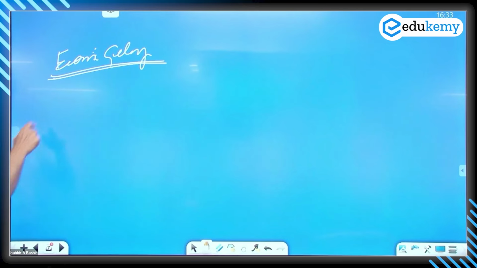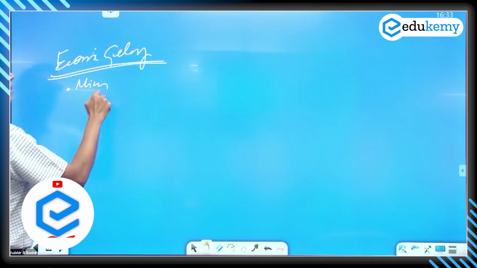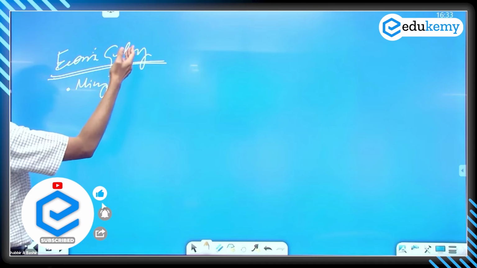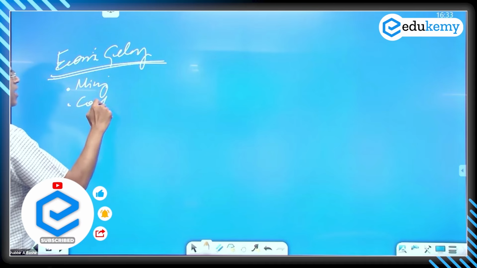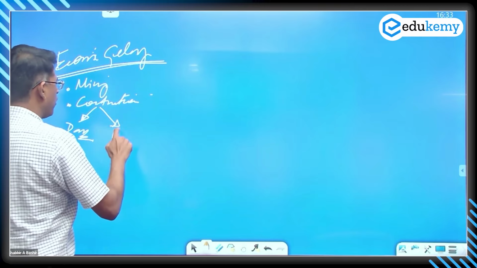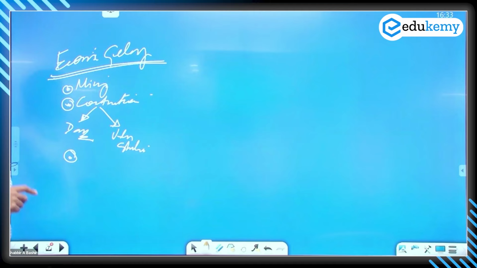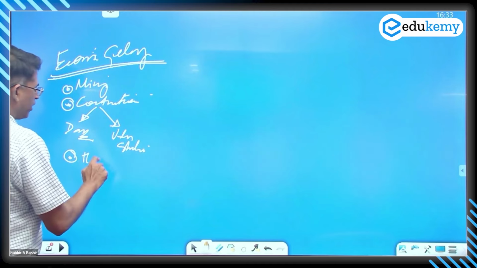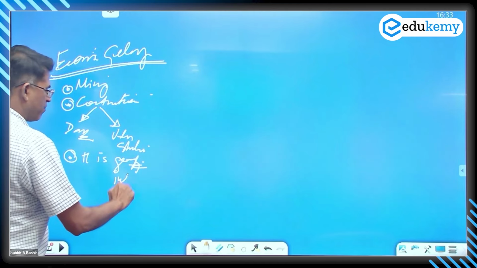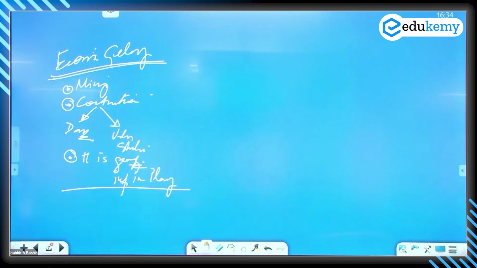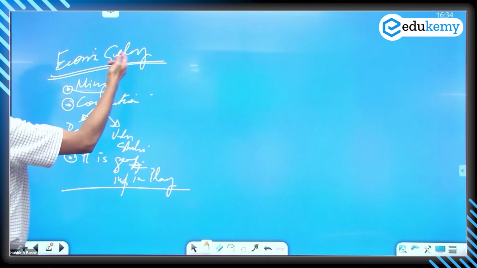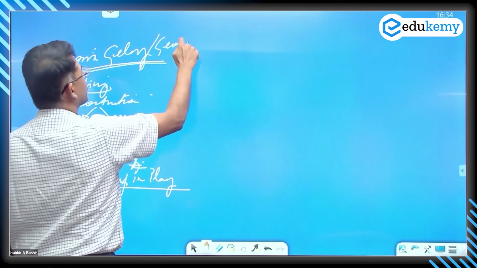Economic geology is the use of geomorphology in mining, and the use of geomorphology in constructions. You can be specific: constructions, say dams, or constructions of urban structures. Economic geology also includes how geology is important in planning. I'm saying geology, but I basically mean geomorphology here.